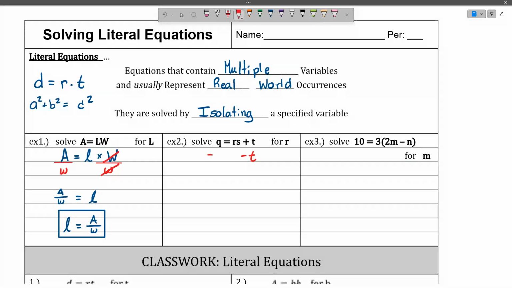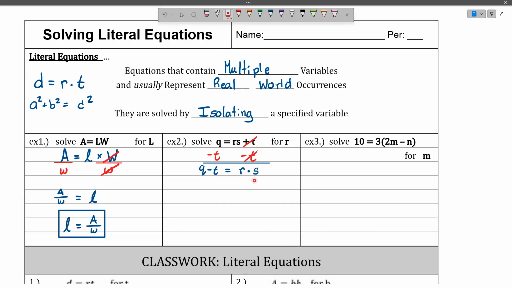If I do it to one side, I have to do it to the other. These cancel out. And I'll be left with, well, I can't combine these, so I'll keep them separate: Q minus T equals R times S. And this is a pro tip, it'll really help. If you have two letters next to each other, put a times sign. That'll really illustrate to you that it is multiplication and help you know the next step.